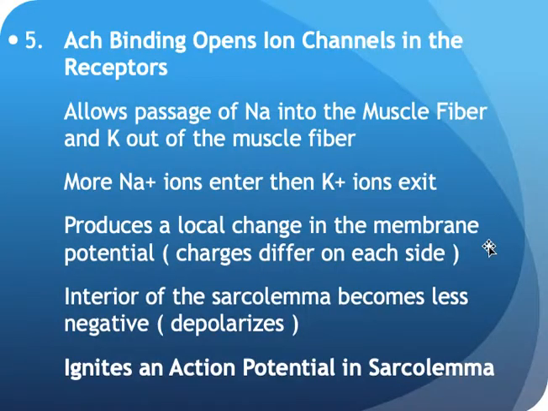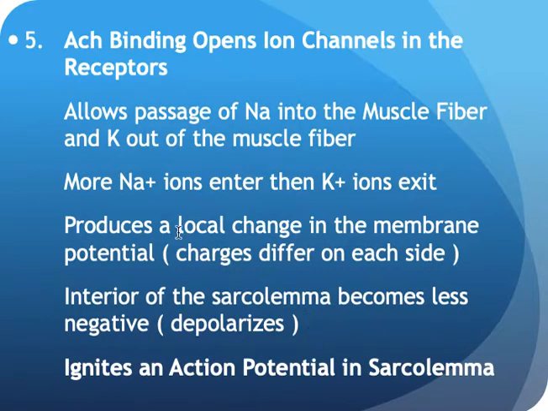Okay, so number 5 is the binding opens ion channels in the receptors. So once those channels open, it's going to allow passage of sodium into the muscle fiber. Potassium is going to move out of the muscle fiber. We're going to have more movement of one than the other. Again, not super important at this particular point, but it's going to cause this little action potential to run along that whole sarcolemma.